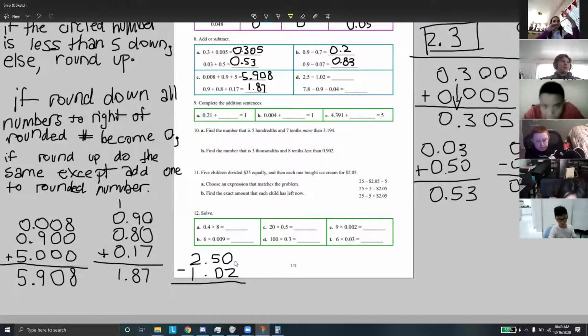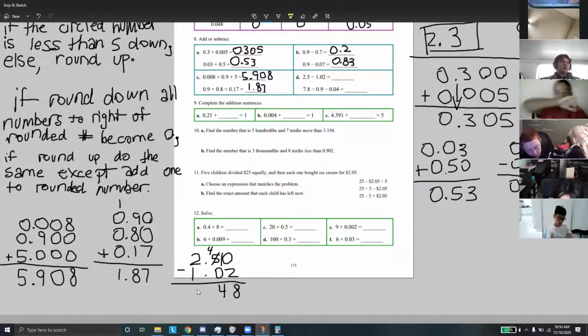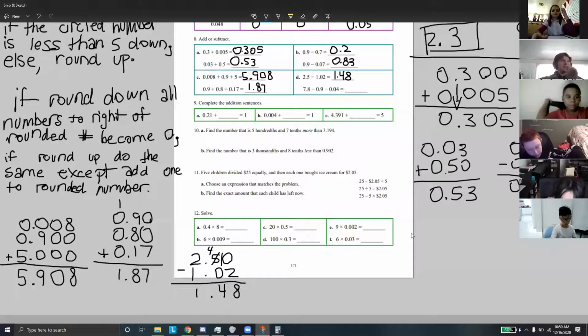Okay, so 0 minus 2, can't do that. Make this 4, make this 10, make this an 8. 10 minus 2 is 8. 4 minus 0 is 4. 2 minus 1 is 1. Drop the decimal. 1 and 48 hundredths.